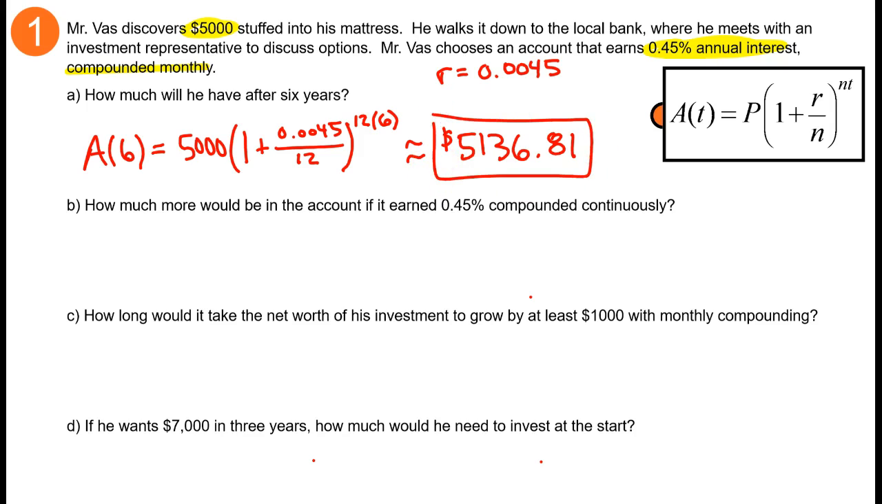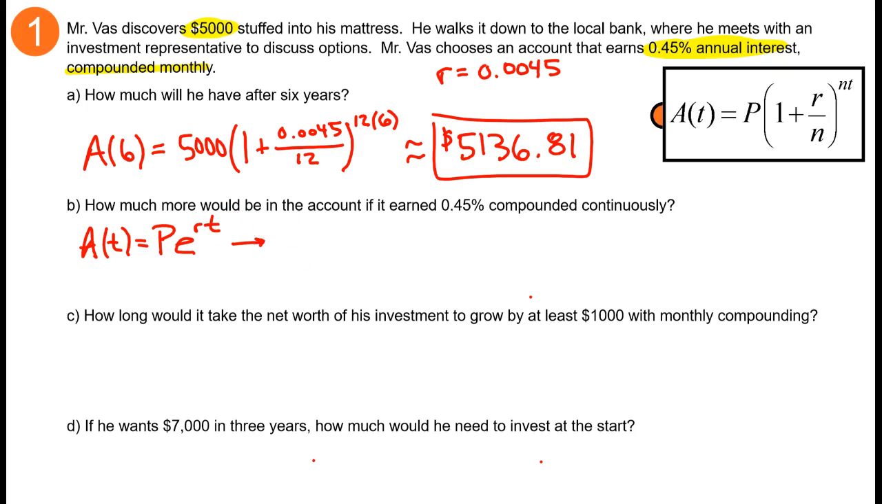For part B, we need to use a different formula because we're asked how much more would be in the account if it earned 0.45% compounded continuously. Well, we have the same rate, 0.0045, but we have what is often known as the PERT equation. So continuously compounded interest grows as follows: principal times e raised to the RT power. Remember, e is the base of our natural logarithm, which is about 2.7182.